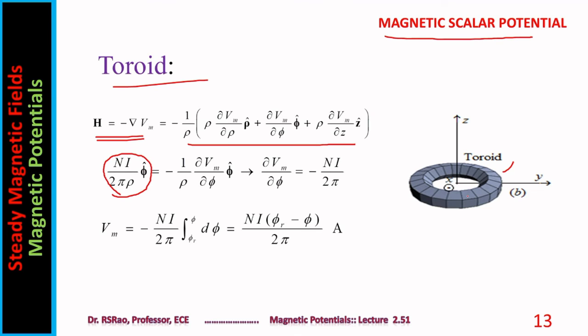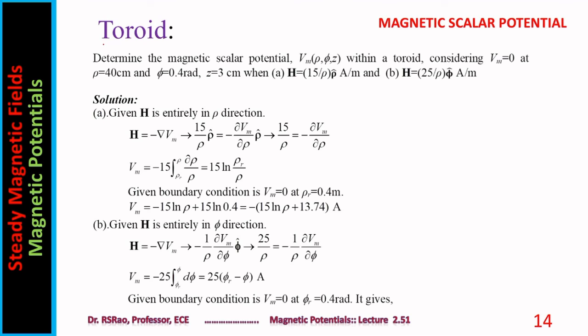Rho means, inside I consider a point, and the distance of this point from the axis is rho. So equating the phi components, we will get this relation: dou Vm by dou phi is minus Ni by 2 pi. Performing integration, Vm comes out to be Ni (phi r minus phi) by 2 pi amperes.